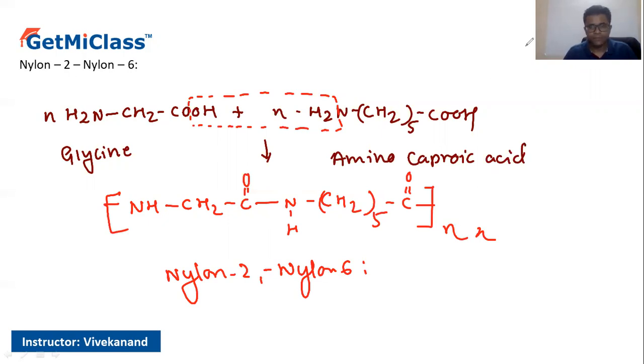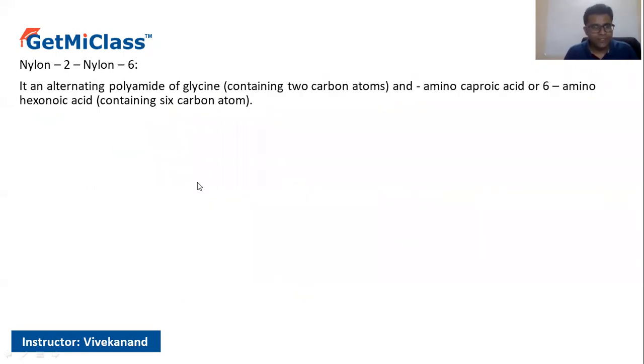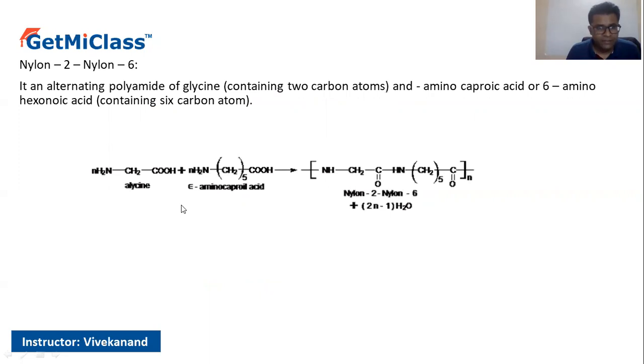Now, let's observe. It is an alternating polyamide of glycine and aminocaproic acid, or 6-aminohexanoic acid. So when we take glycine and react it with aminocaproic acid, we end up getting nylon 2-nylon 6 along with the elimination of a certain amount of water. Now, it is actually a biodegradable polymer, which is a step growth polymer.